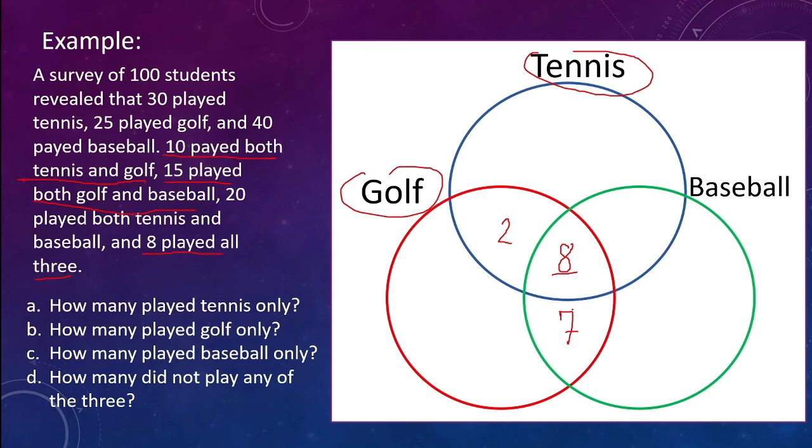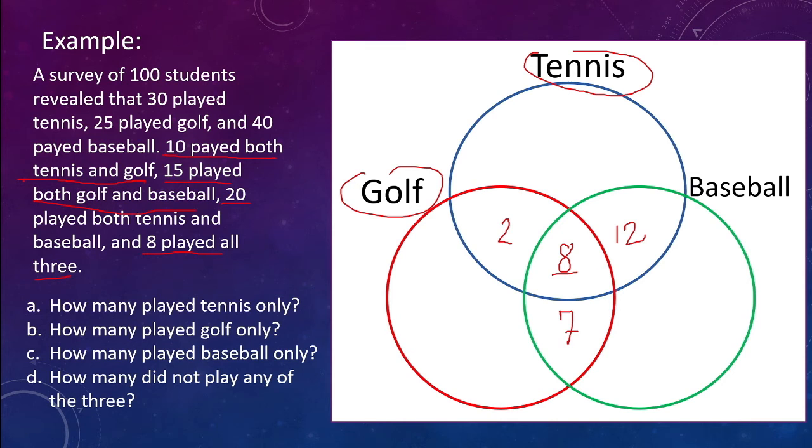Okay, next, we have 20 played both tennis and baseball. So, shade natin yung part ng intersection ng tennis and baseball. Ang sabi, 20 played both tennis and baseball. Eh, meron ka nang nakalagay na 8. So, ilan na lang ang kulang para maging 20? So, ang kulang na lang ay 12. Yan. So, para maging 20.